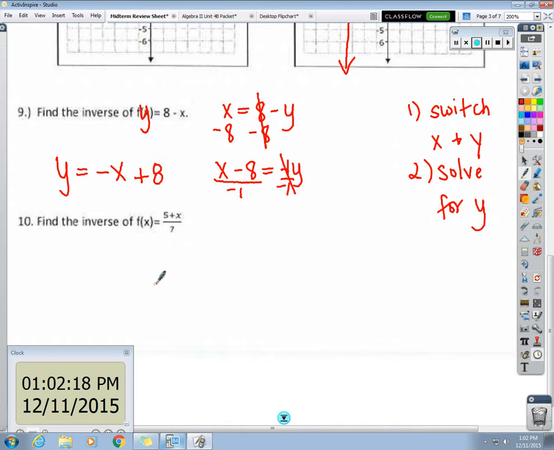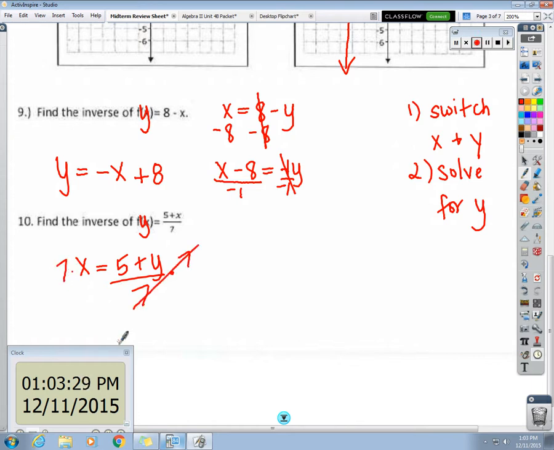Okay, I'm going to give you about a 30-second head start. You try number 10. Step 1 is switch the x and the y. Well, f of x is the same thing as y. So now when I switch them, it'll be x equals 5 plus y divided by 7. Step 2 is solve for y. What is my first step in solving for that y? Multiply by 7. Correct. I've got to undo that divided by 7 by multiplying it on both sides.